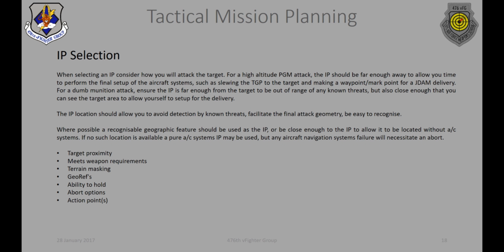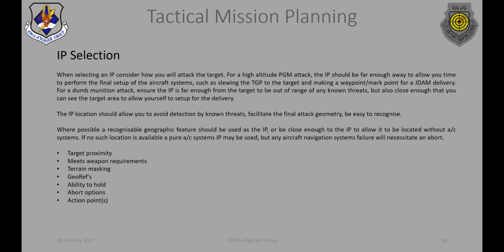Then the other thing is, make sure it's outside of any known threats. There's no point in planting your IP right in the middle of a threat circle for an SA-6, because that's going to ruin your day. But obviously, that said, bear in mind threat circles really are three-dimensional. You can be under the threat circle, you can be terrain masked from the threat circle, you can be above the threat circle. So factor that into your planning as well.